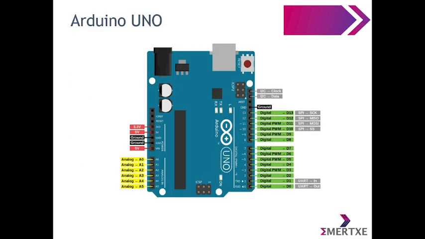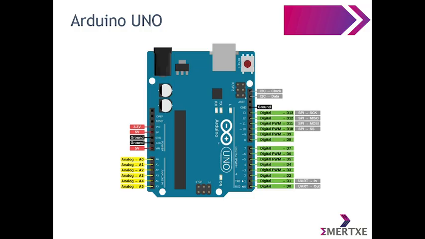Arduino Uno. In the Arduino Uno, we can see that it has analog pins A0, A1, A2, A3, A4, A5, and also a 5 volt power supply, and it can be connected to ground also. Then it has digital pins D0 to D13, and some are with pulse width modulation. What is pulse width modulation? It is a method to control the amount of power given to a device by turning it on and off very quickly.